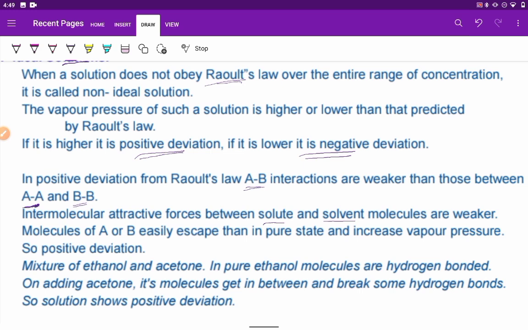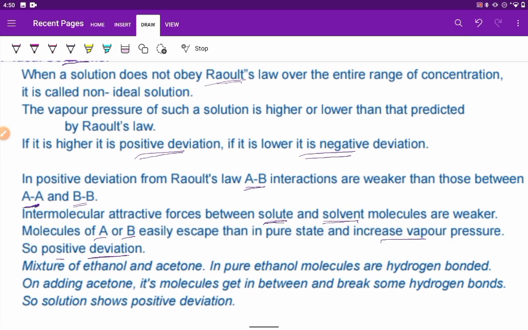So what will happen? The molecules of A or B can escape more easily than when they were pure, because AA interaction is more, BB interaction is more than AB interaction. So when the AB interaction, that is the interaction between solute and solvent molecules, is weaker, they can easily escape and thus increase the vapor pressure. So since they are increasing the vapor pressure, it is positive deviation.